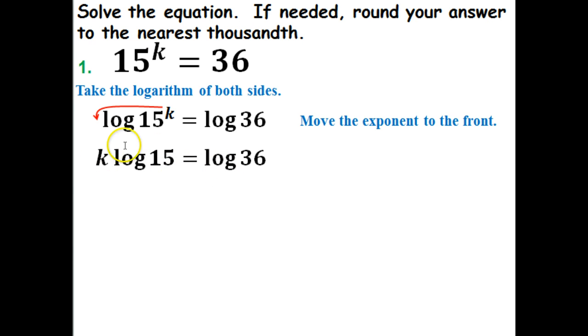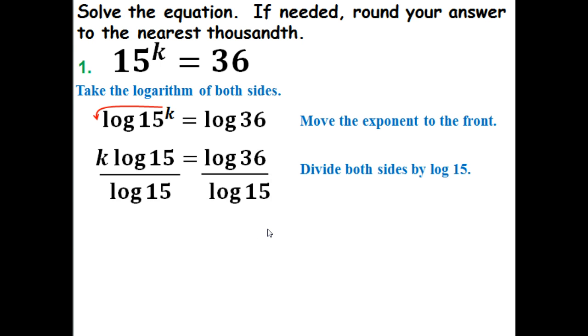And so this is k times log 15. So the very next step that we're going to do is try to get k all by itself. Because this is k times log 15, we're going to end up dividing both sides by log 15. So we'll do that now. Okay, so if we divide both sides by log 15, we find out that k equals log 36 divided by log 15.